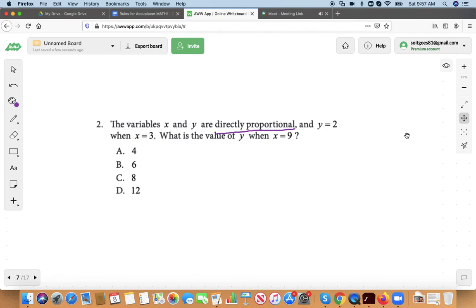Okay. Same thing here. So we know y is 2, and we know x is 3. For y, I'm just going to draw some dots or circles. Y is 2. X is 3. 1, 2, 3. Little dots. We're going to count. Now the question is, what's the value of y when x is 9? So we've got that first scenario.